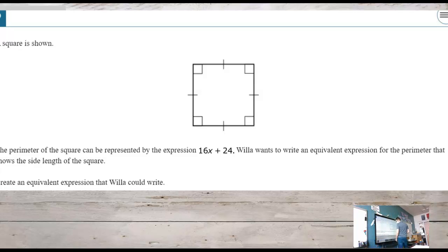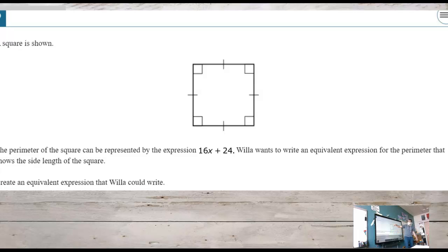So, Willa wrote out the perimeter of this square, so all sides are equal, as 16x plus 24. But we're asked to rewrite this. Guys, please do this along with me. It's on your paper, right? If 16x plus 24, why haven't they added these numbers with each other? What do we call that? They're not like terms, right? So we can't put these together.